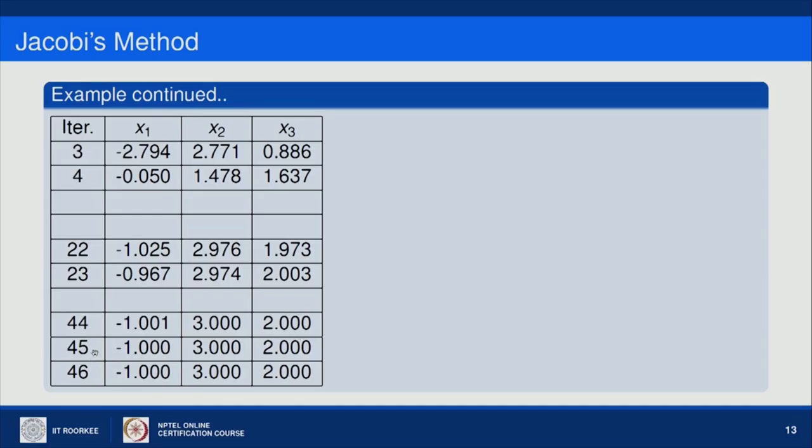In the 45th iteration, I am getting minus 1, 3, and 2. Then in the 46th iteration, I am getting minus 1, 3, 2. So, in two successive iterations, I am getting the same value, hence my solution converges to minus 1, 3, and 2, which is the exact solution of the given linear system. So, here we have taken 46 iterations to solve this 3 by 3 system using the Jacobi method, and this example gives an illustration of the Jacobi method.